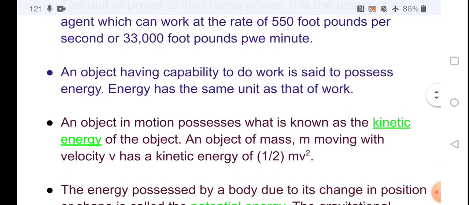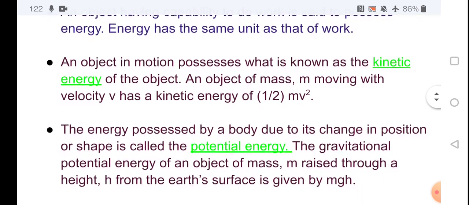Energy created by a moving particle or object is known as kinetic energy. So an object of mass m moving with a velocity v has kinetic energy equal to half m v square. Kinetic energy is given by half m v squared.